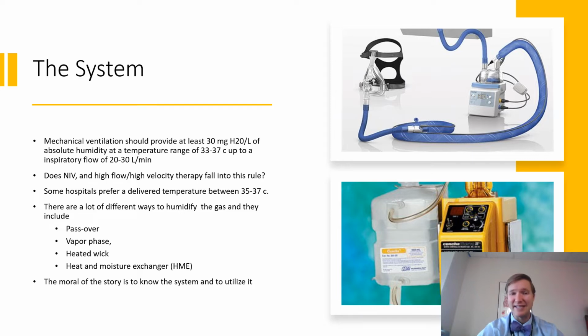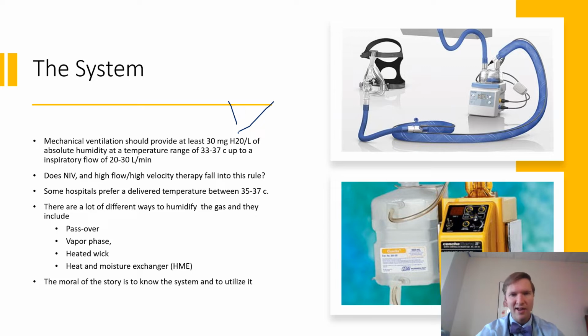All right, the system. So these are just different ways of providing it. Mechanical ventilation should, hey, look, there's a number here that looks pretty important to know. Mechanical ventilation should provide at least 30 milligrams per liter, 30 milligrams of water per liter of absolute humidity at a temperature range between 33 and 37 to an inspiratory flow of 20 to 30 liters per minute. That's a lot. All right, did you hear me say that?